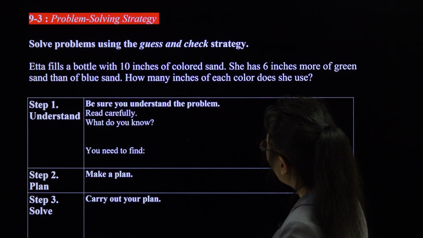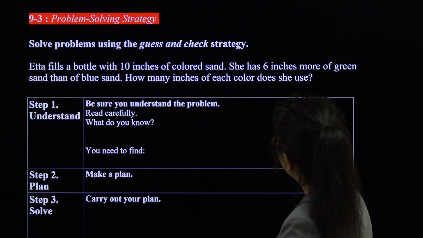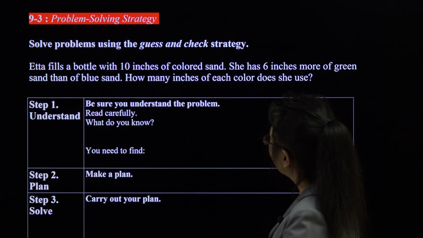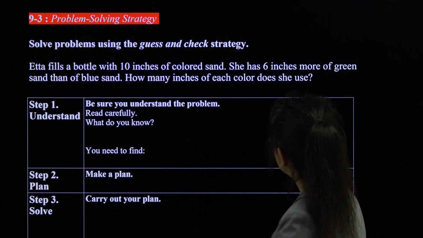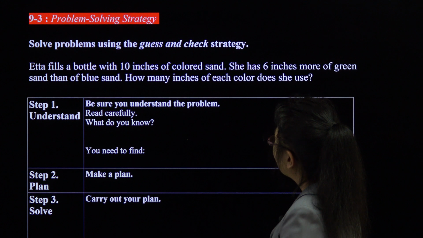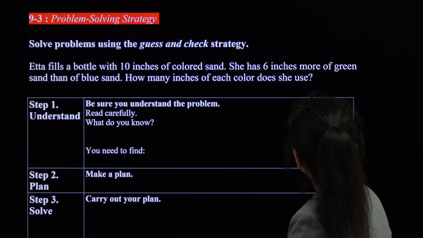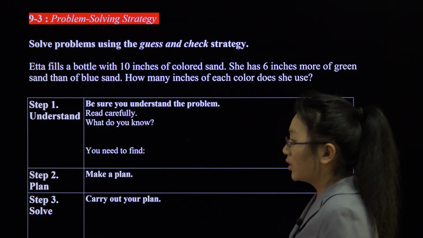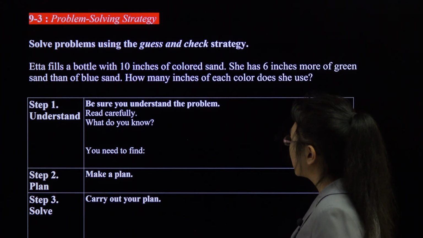Etta fills a bottle with 10 inches of colored sand. She has 6 inches more of green sand than of blue sand. How many inches of each color does she use? What do we need to know? We know that there's 10 inches of colored sand and 6 inches more green than blue. And what do we need to find? How many inches of each color?